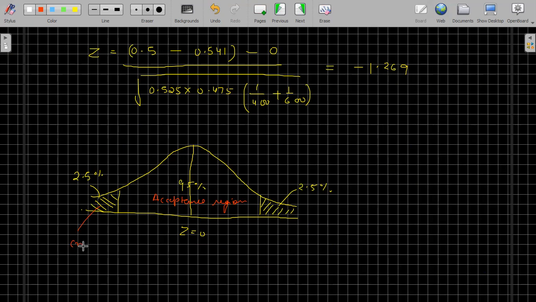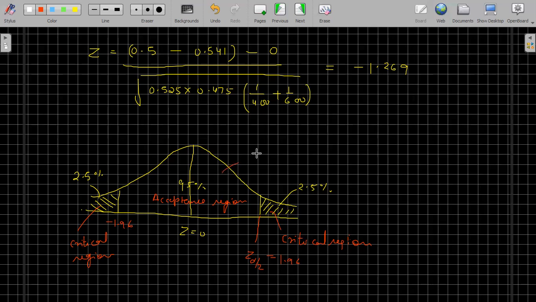And this is the critical region. This is the critical region. So the value of Z alpha by 2 comes out to be 1.96. This is minus 1.96. How will this value come?